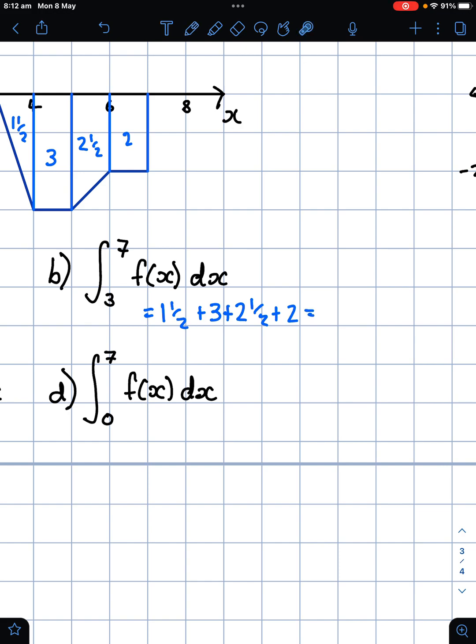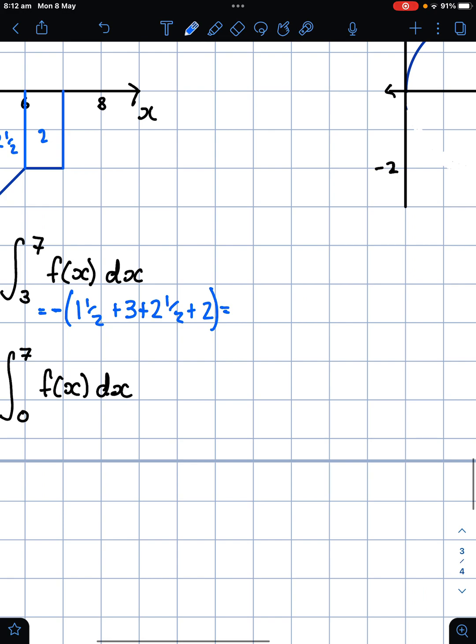So let's get rid of that equal sign. We're going to put a bracket around this thing, give it a negative. And this would equal negative 2 plus 3 is 5, plus 2 is 7.5, plus a half is 8, plus 1 is 9. So negative 9 there.